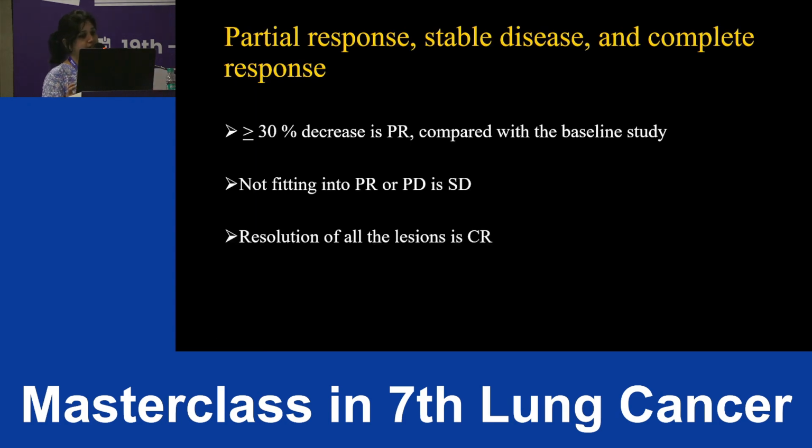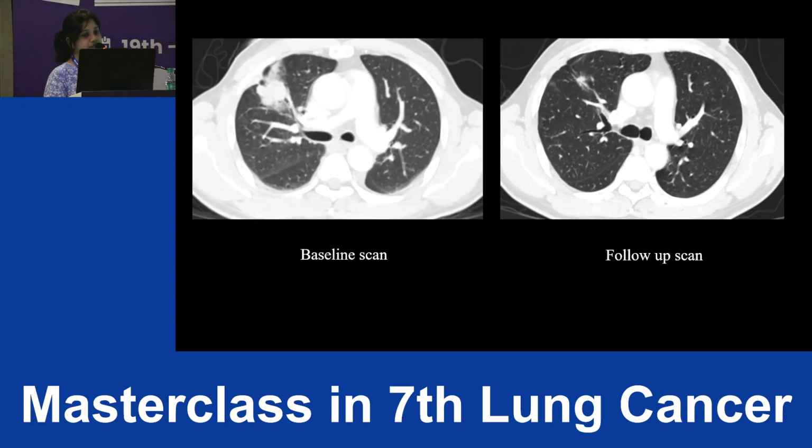Now what is partial response? Partial response has to be compared with the baseline study. We saw that progressive disease is compared with the smallest sum of dimensions on the study, whichever it is, be it baseline, interim, or immediately prior. But partial response has to be compared with the baseline study, and a 30% or more decrease qualifies for partial response. Anything not fitting into progressive disease or partial response is stable disease, and resolution of all the lesions is complete response.